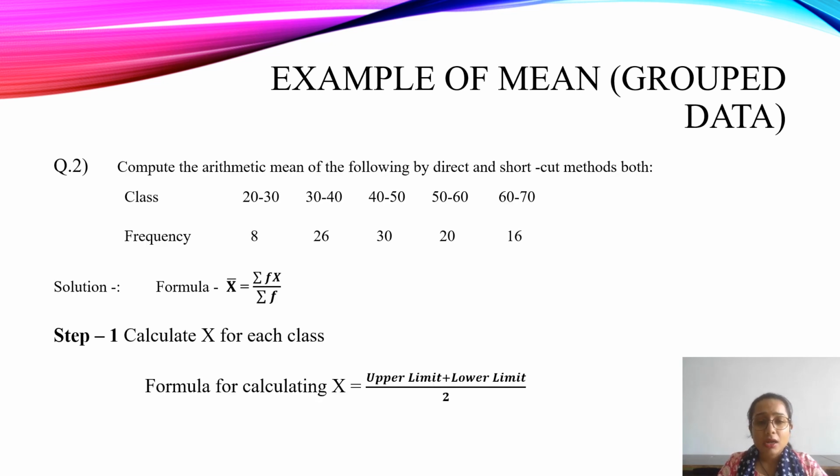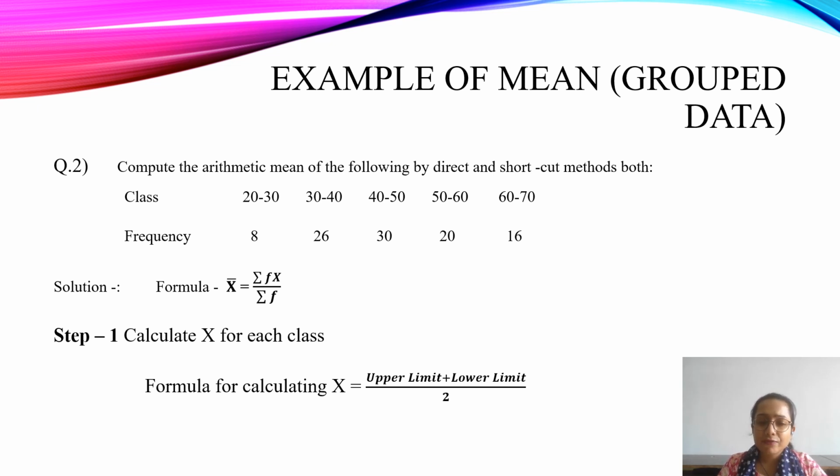For the grouped data, you will be given the class intervals and the frequencies. Okay, in this method you have to firstly calculate the values of x. As you can see in the question, x values are not given. There are only two values: first is classes, second is frequency. So how will you calculate the values of x? Don't worry, there is a formula to calculate x as well, that is upper limit plus lower limit divided by 2.